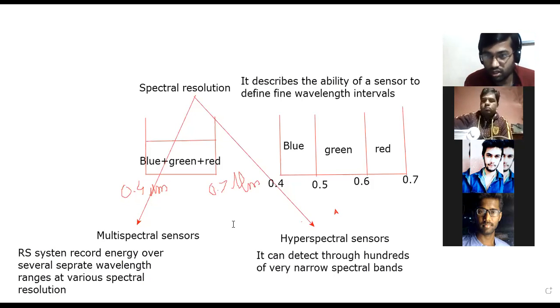Because if you are interpreting the wrong target, then what will happen? Okay, तो गड़बड़ हो जाएगा. So this is the use of hyperspectral sensors. I am saying only military use, but we have so many other uses also.